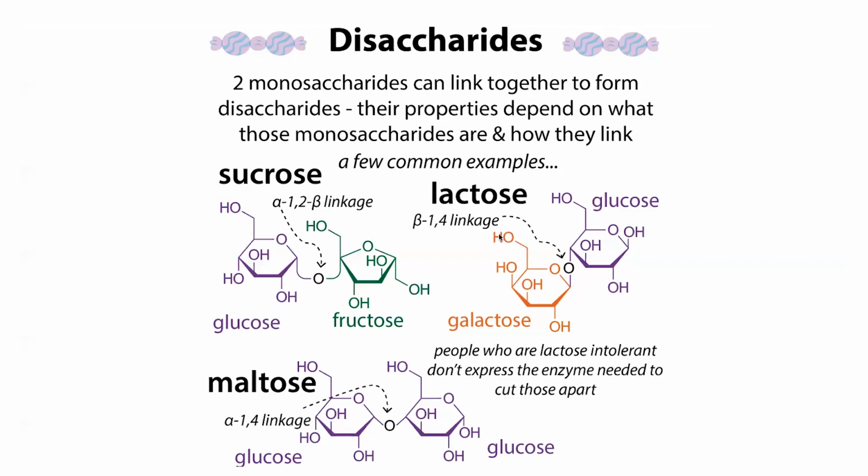Another example is lactose. Here you have a glucose and a galactose attached through this beta 1,4 linkage. People who are lactose intolerant don't express an enzyme, a reaction helper, that is needed to actually cut these apart. Another example is maltose, and here you have two glucoses attached through an alpha 1,4 linkage.